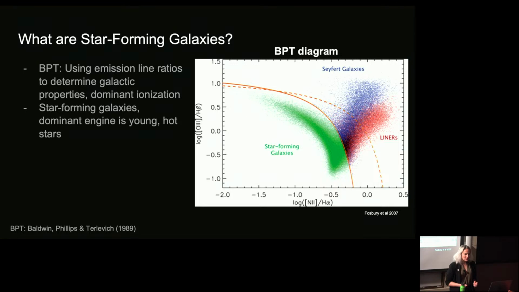So lastly, I'll introduce what star-forming galaxies are. This is what we call a BPT diagram. This is actually a good example of using strong emission lines in ratio with each other to derive galactic properties. And what the BPT diagram tells us is the dominant ionization source in galaxies. So we have the star formation branch, where the dominant ionization are these young, hot stars heating up the hydrogen around them. And then we also have the AGN branch. So the dominant ionization source are the supermassive black holes at the center of these galaxies.